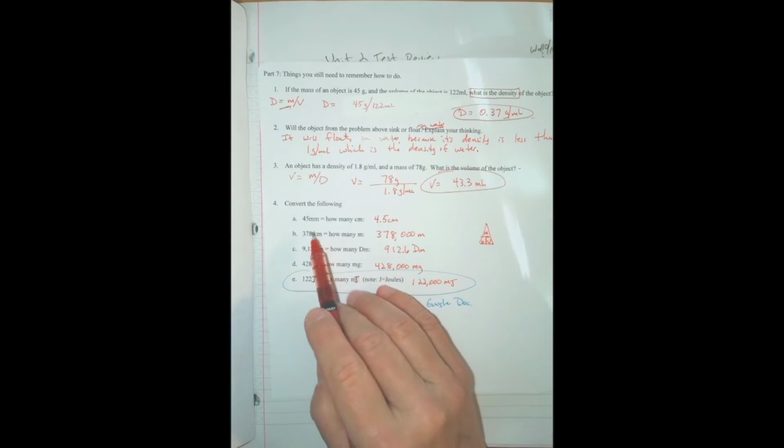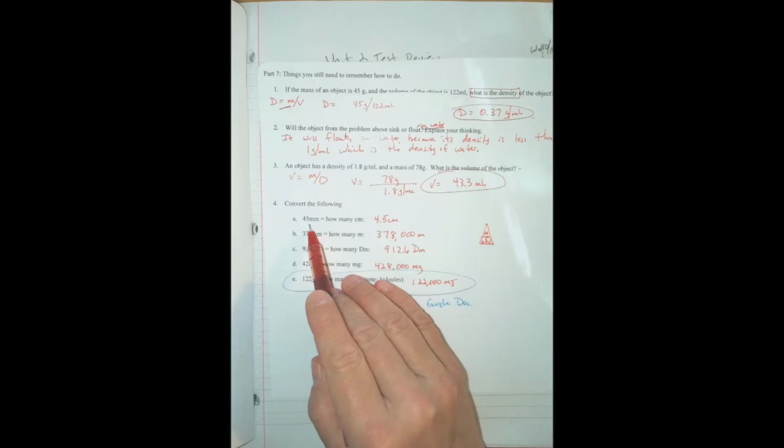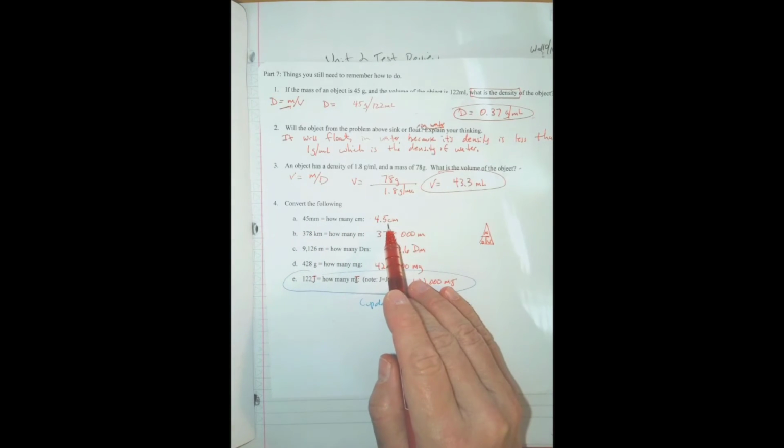your metric staircase. So I would give you something like 45 millimeters, and you would tell me that it's 4.5 centimeters. And I do that by simply moving my decimal, because I remember when it comes to my staircase, I have my base units right here. And my base units, you guys, are meters for length. It is grams for mass. It is liters for volume. And I could add one more here. It is joules for energy.